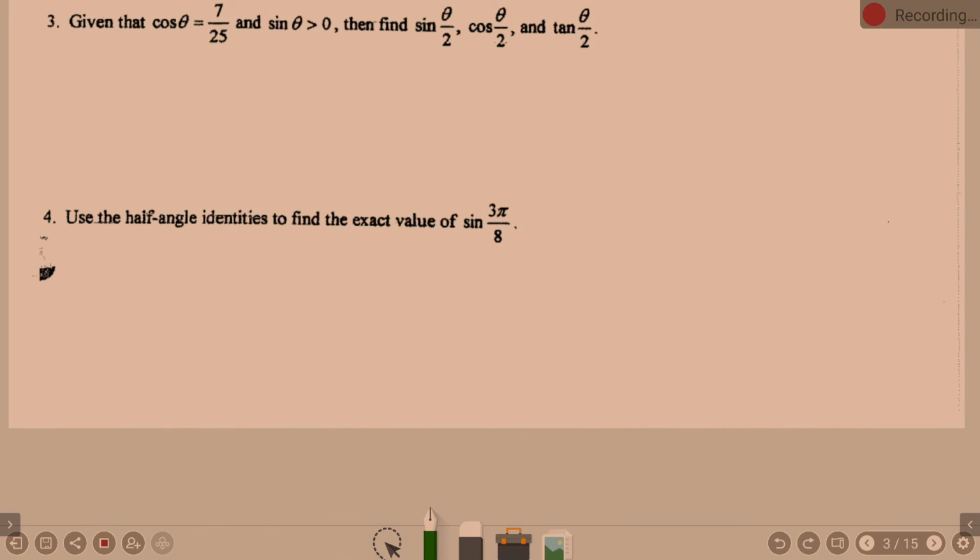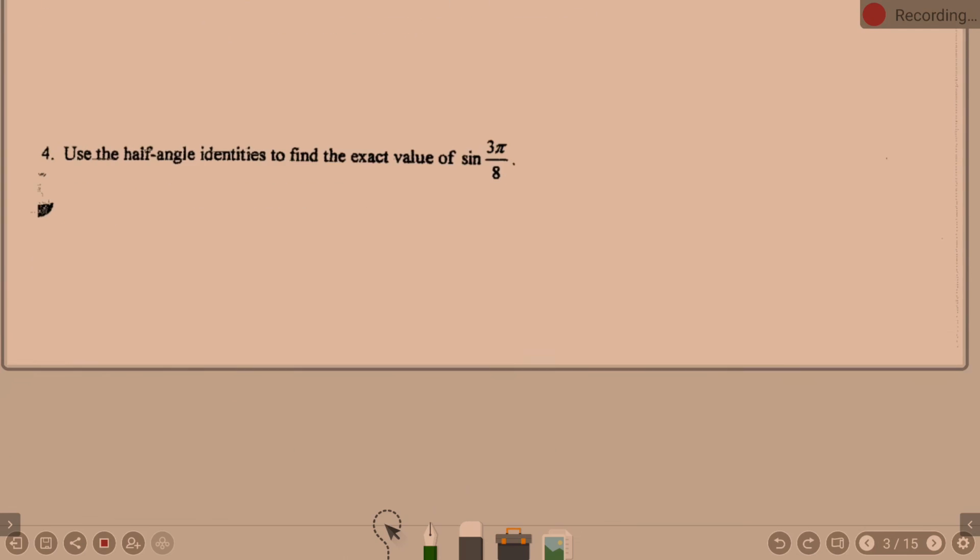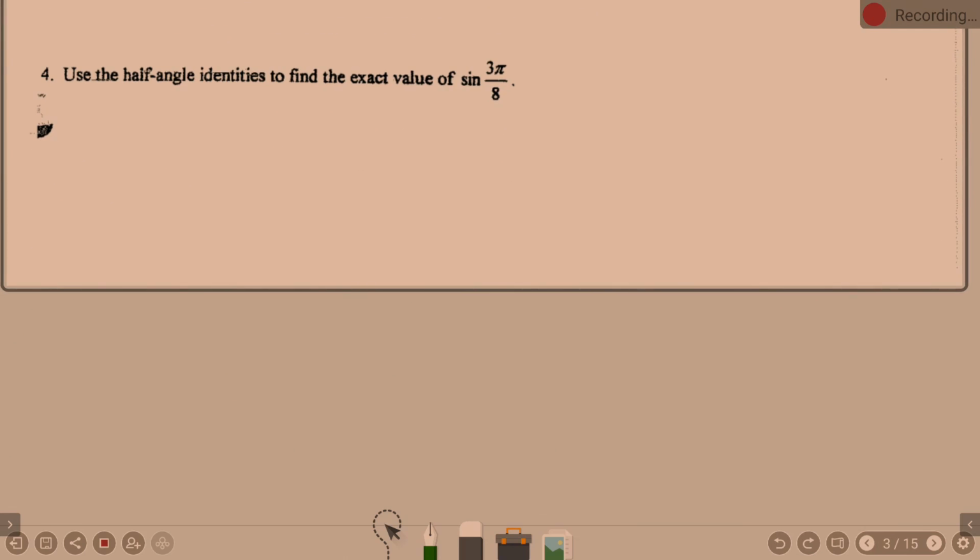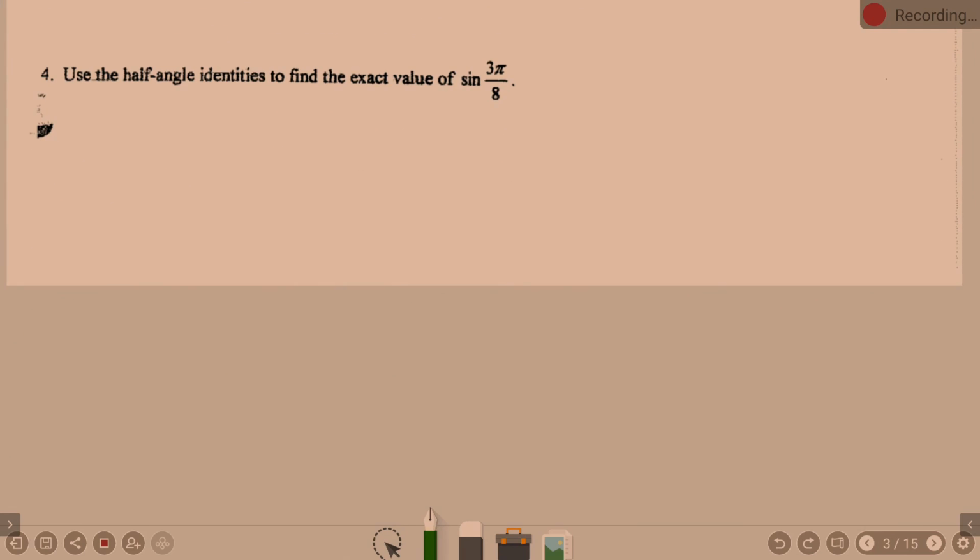Number 4 asks us to use half angle identities to find the exact value of sine of 3 pi over 8. In other words, not the calculator answer, but an exact answer that's going to involve fractions, square roots, and all that fun jazz. Now, in order to think half angle identities, and we may have to talk about this some tomorrow, we'll see, we are working with sine of 3 pi over 8, yes?